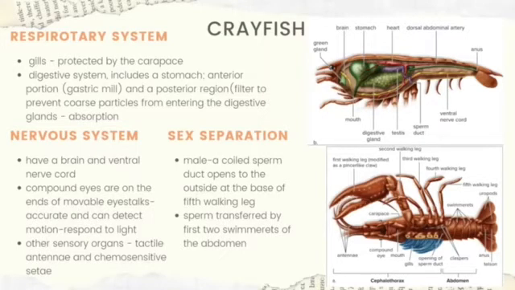The crayfish has separate sexes. The male will open a coiled sperm duct to the outside at the base of the walking legs. They will modify the first two swimmerets to transfer the sperm, while the female will open their ovaries at the bases of the third walking legs. Following fertilization, the eggs are attached to the swimmerets of the female.